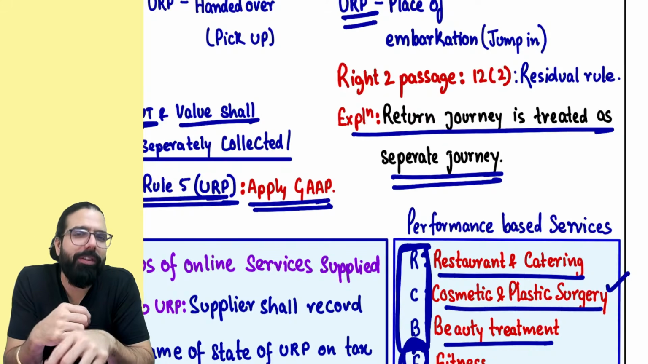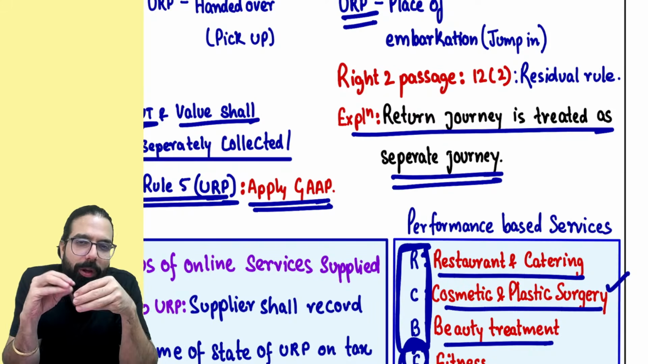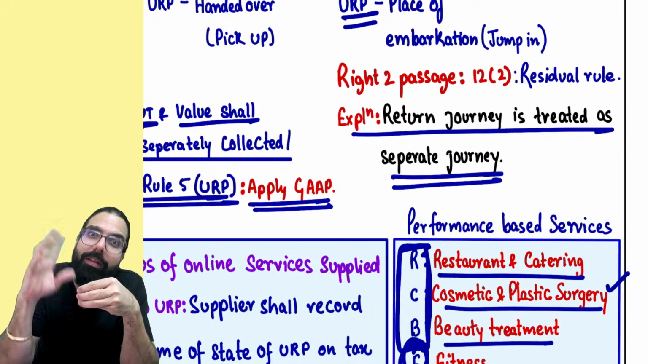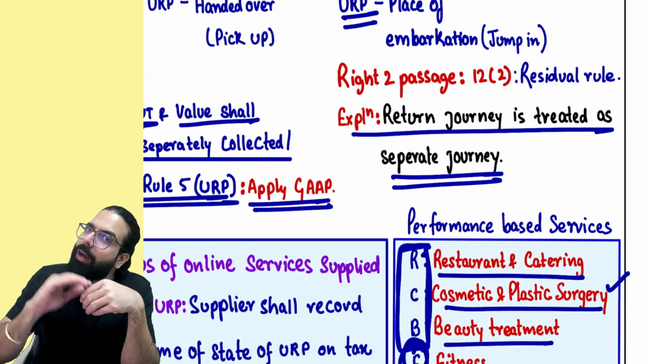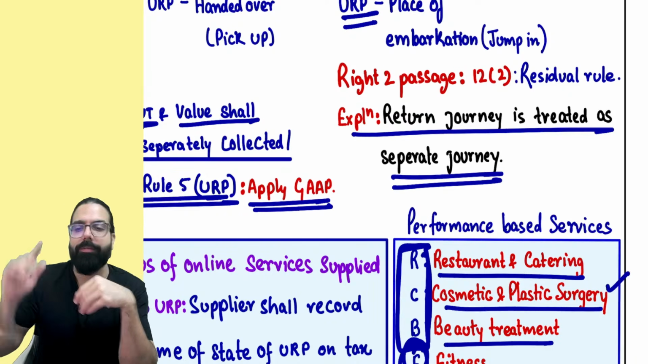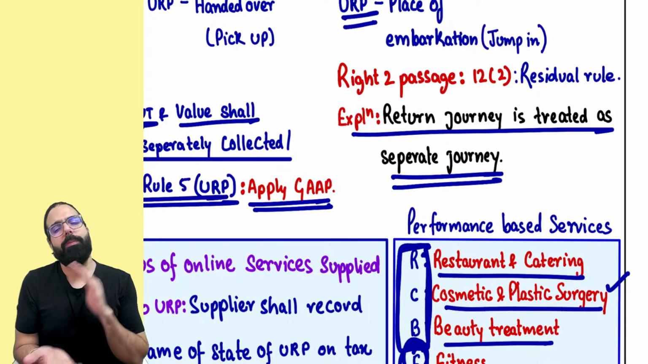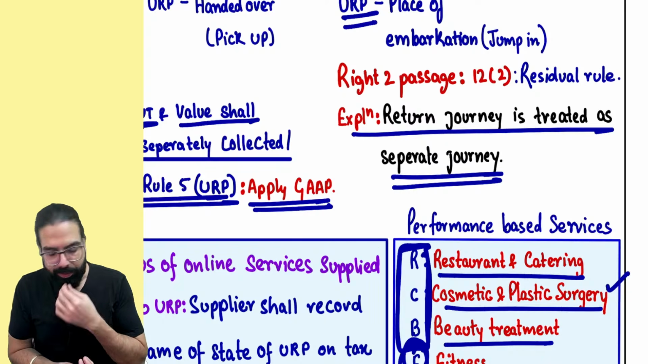If I am unregistered, then when I am going from Karnataka to Delhi, place of supply is Karnataka. When I am coming back from Delhi to Karnataka, place of supply is Delhi. Is the point clear to all of you? Yes, sir, the point is clear.